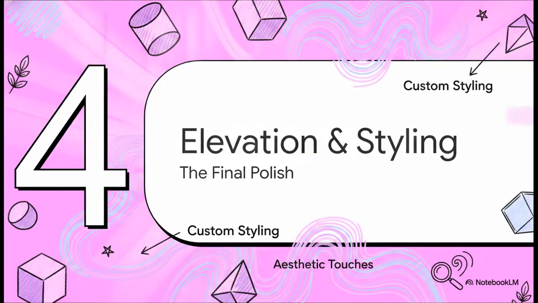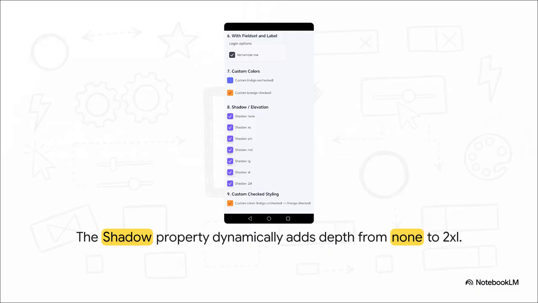Section 4. Elevation and custom styling, the final polish. Now for the really fun stuff. These advanced aesthetic touches give you, the developer, ultimate design control. Notice how the shadow property adds this beautiful, dynamic depth to the UI. It starts entirely flat at none, and then the elevation increases smoothly through extra small, medium, and all the way up to 2XL. It quite literally allows you to visually lift the checkbox right off the screen. It's a fantastic trick for drawing the eye to critical fields, like an accept terms box for sure.